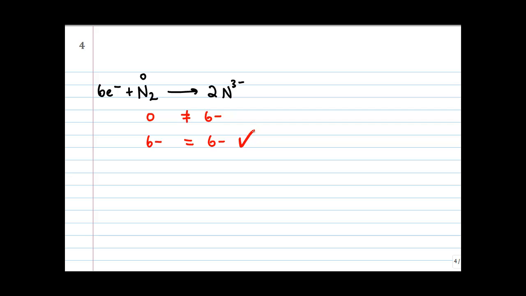So what we would say is that N2 is reduced. It gained 6 electrons to produce 2 nitride ions, 2 N3-. And reduced is the same thing as oxidizing agent. Again, there are 6 electrons involved in this oxidation reduction reaction, or redox reaction.